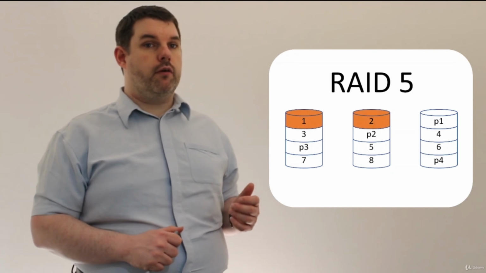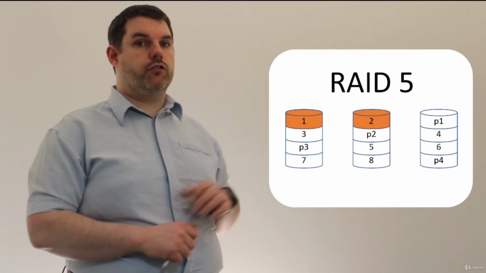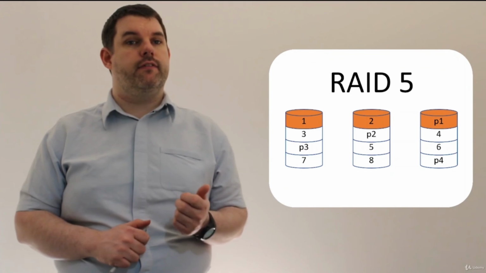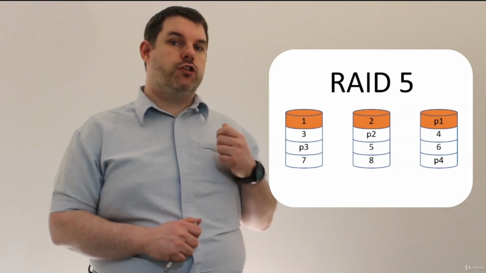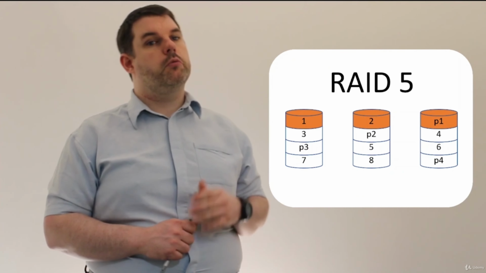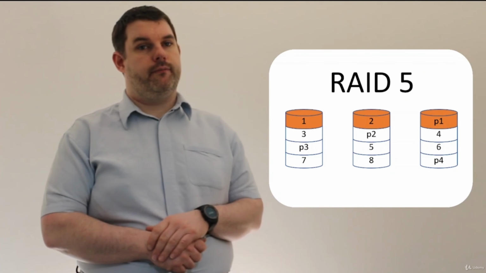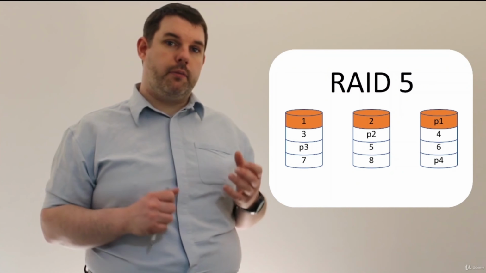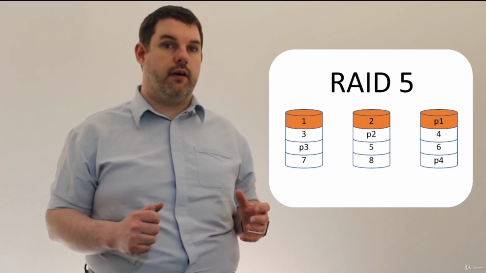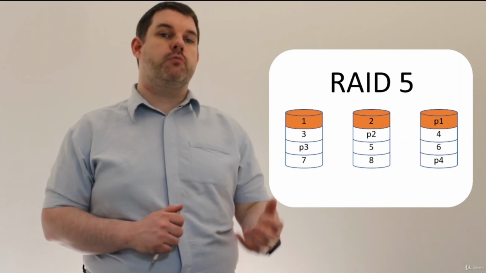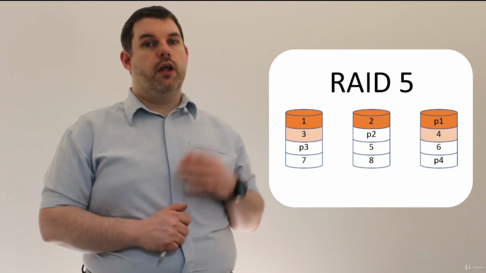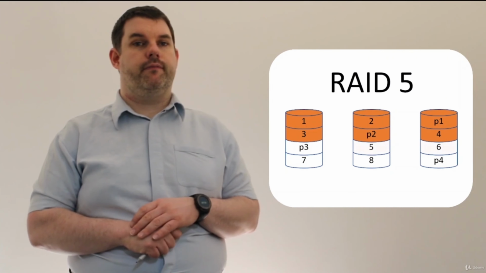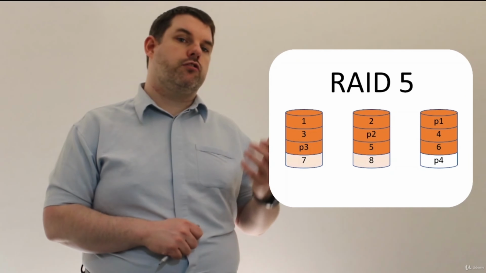Like RAID 0, the data is striped across all but one of the disks. But then RAID 5 uses an algorithm to generate a parity block which is written to the other disk. A common misconception is that one of the disks contains the parity for all of the data, but this is where the term distributed parity comes in. The parity for the next stripe is written to a different disk. This continues for each stripe.